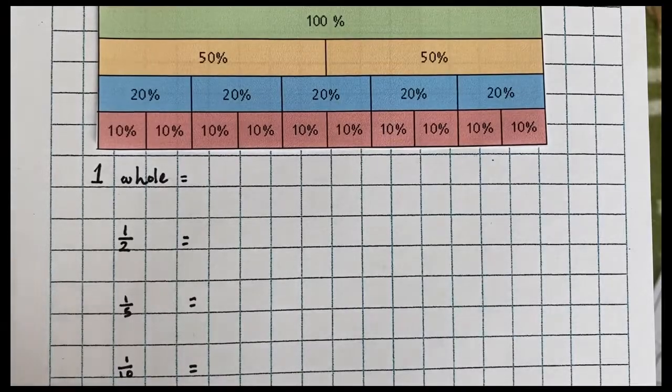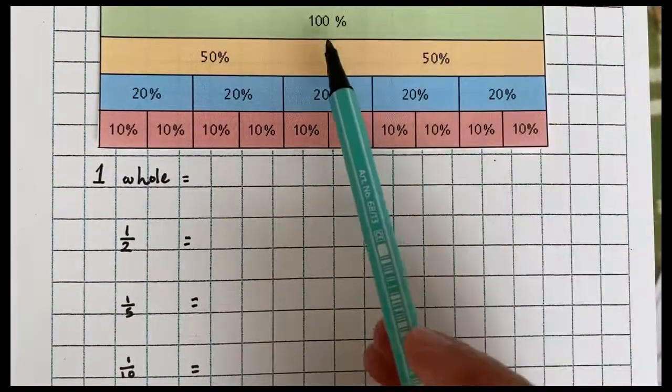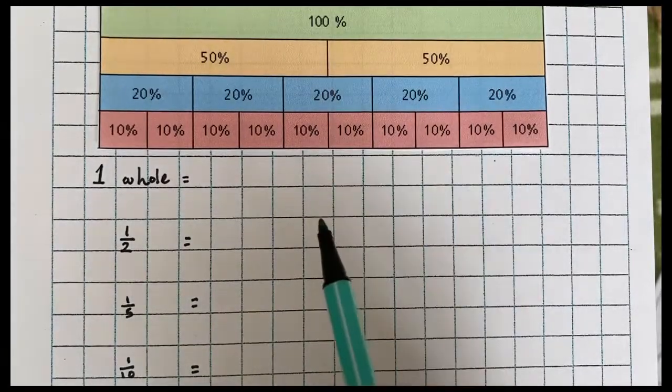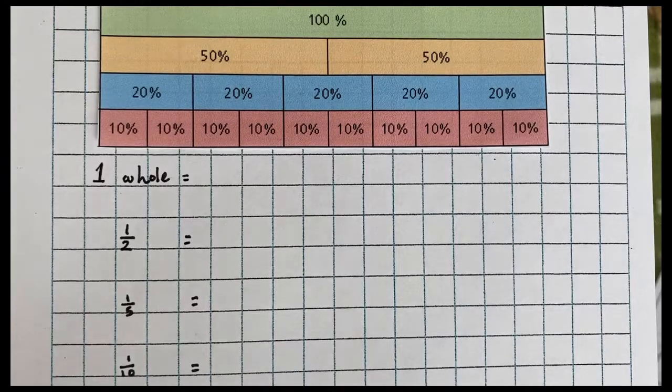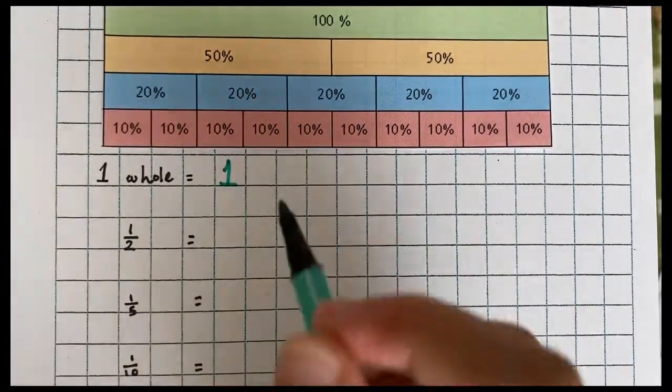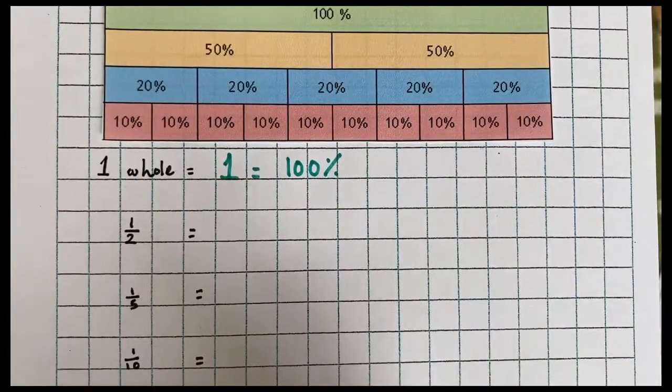Use this diagram to help you complete the equivalent statements. So we've got 1 whole bar, which is 100%. Half of that, 1 out of 2, is 50%. 1 out of 5 is 20%, and 1 out of 10 is 10%. Okay, so 1 whole equals 1, which equals 100%.